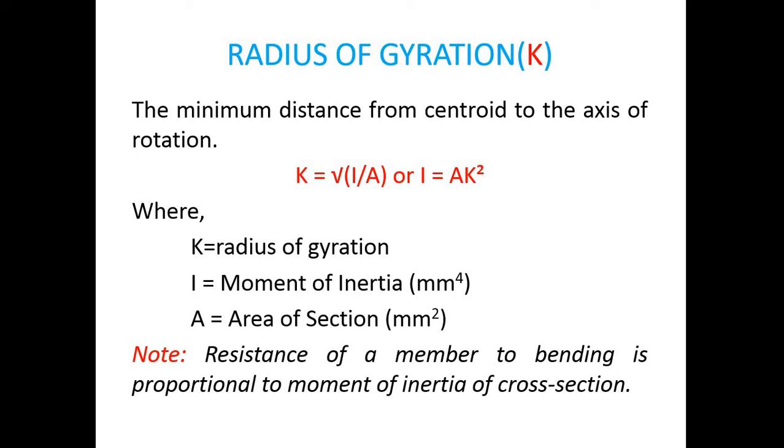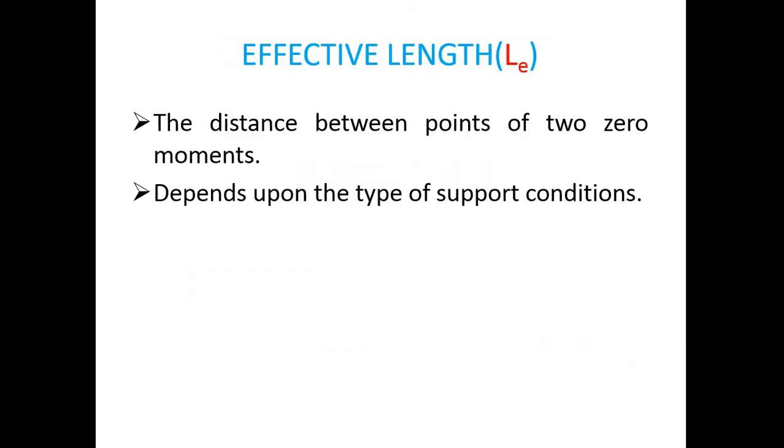One more point you have to notice is that the resistance of a member to bending is proportional to the moment of inertia of the cross section. Now the next term, effective length. It is normally represented as LE. It is the distance between points of two zero moments, and it depends upon the type of support conditions.